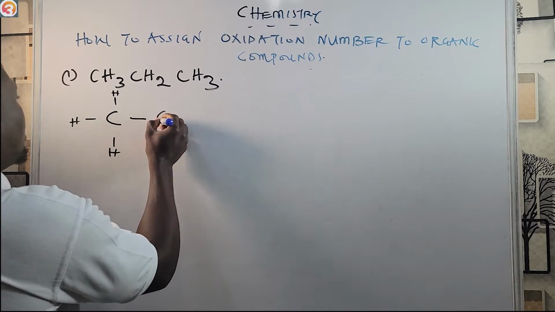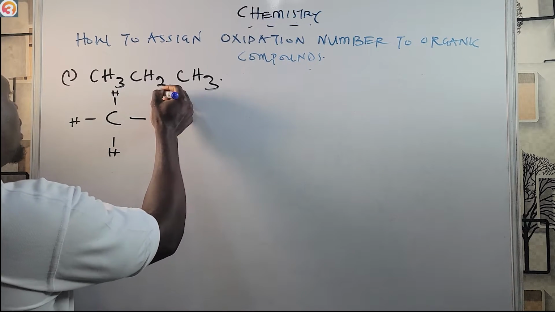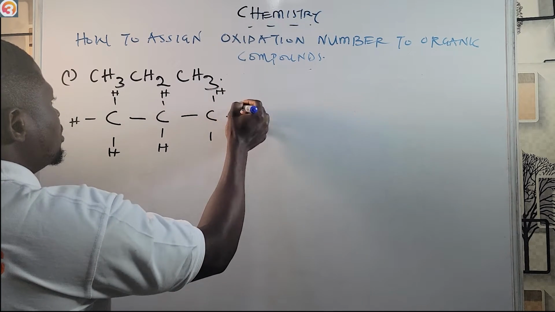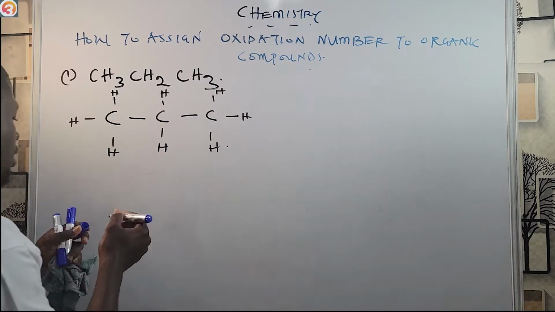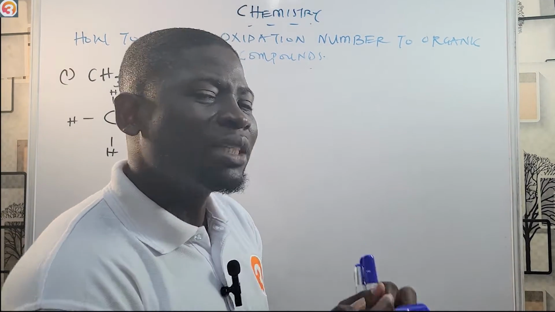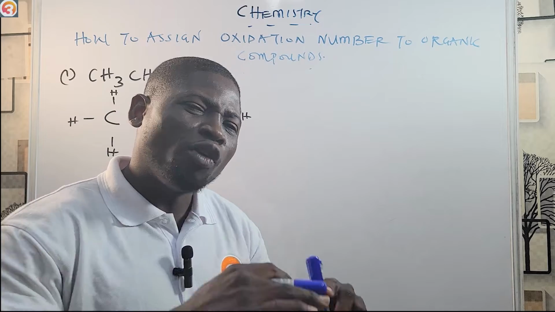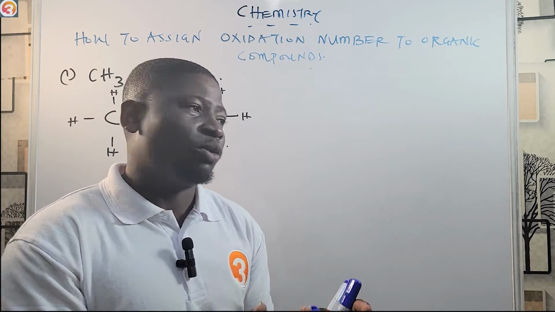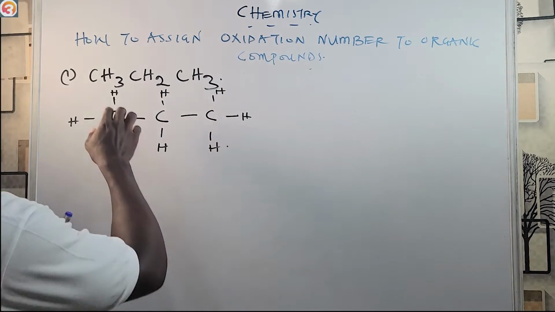All right, then we're going to have C bonded to 2 hydrogen atoms. Then we're going to have C bonded to 3 hydrogen atoms. All right, so now what we do, we break the bonds. Remember, I told you that bonds are broken, and then we remove all the atoms surrounding the carbon atom by assigning oxidation numbers to them.